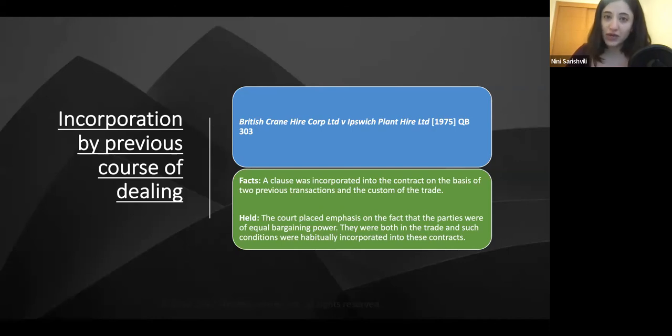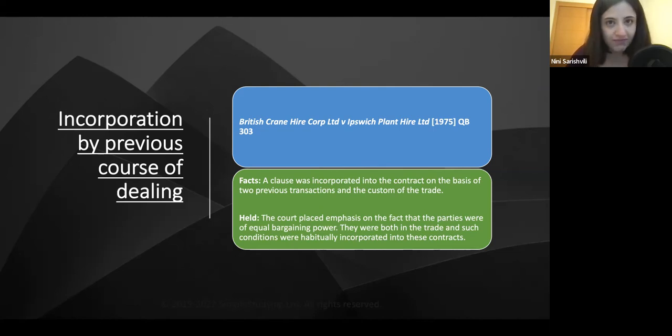There is another way of incorporating an exclusion clause in the contract, which is by previous course of dealing. A case that you can cite for this principle is British Crane Hire Corporation. Here, a clause was incorporated into the contract on the basis of two previous transactions and the customs of the trade. And the court placed emphasis on the fact that the parties were of equal bargaining power.